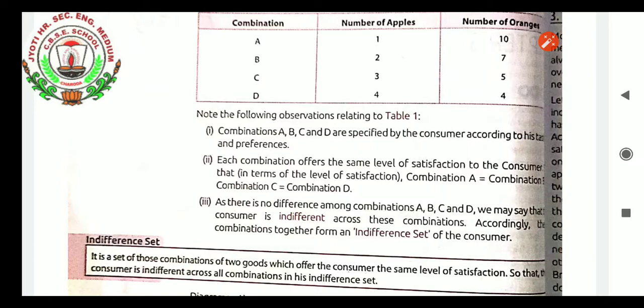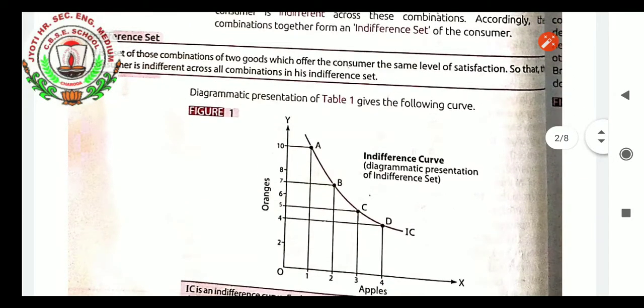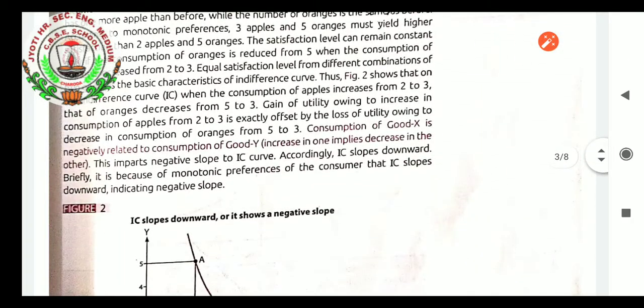The number of apples, you can see, is increasing from 2 to 3, whereas the number of oranges is declining. From 10 it has declined to 5. It shows that the person, satisfied by 10 oranges, is now changing his preference from oranges to apples. That itself is known as monotonic preference of the consumer. He is giving more importance to the goods which he wants to consume more.